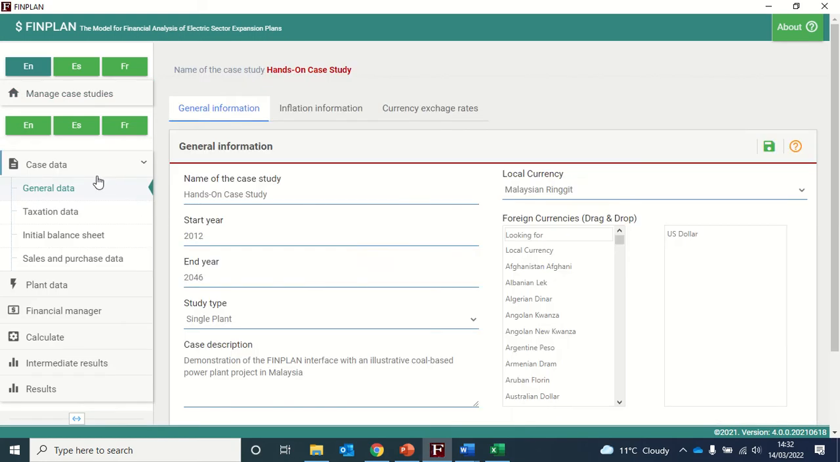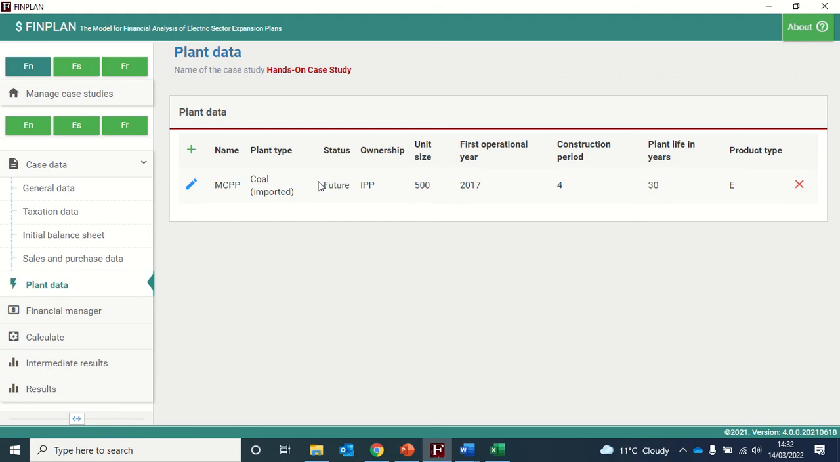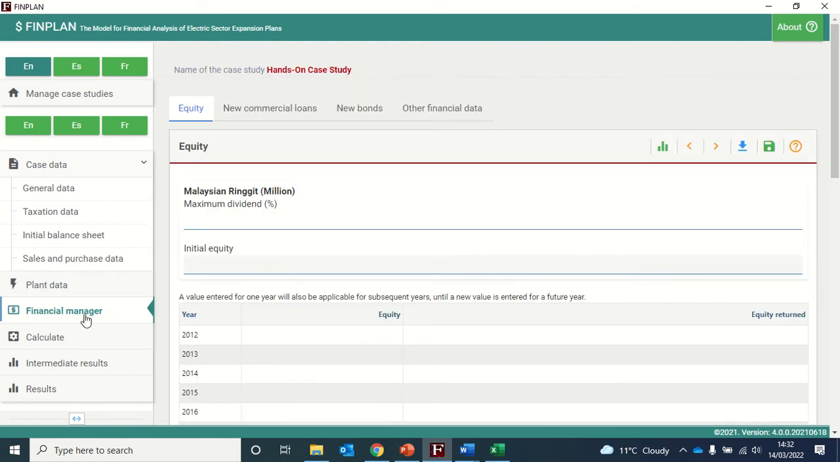You will see that data has already been inputted for case data and also for plant data. That was what we did in hands-on 2 and hands-on 3 respectively, and in hands-on 4, which is this exercise, we will go through data that is needed for the Financial Manager tab, which is this tab here. So we click on this tab.